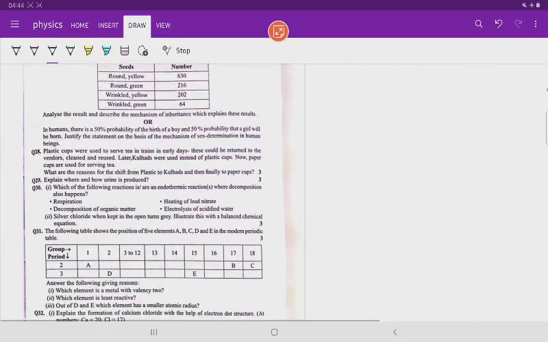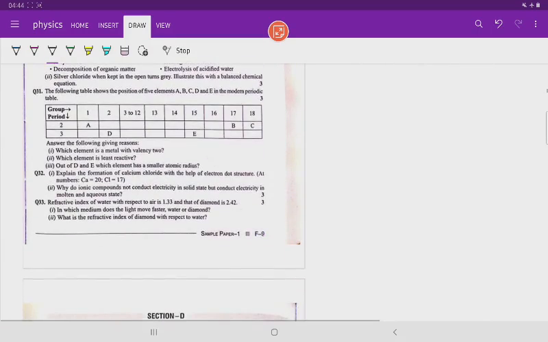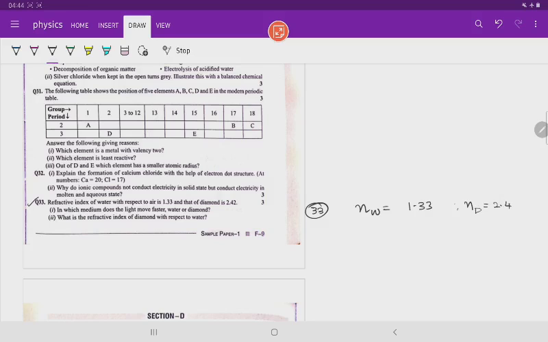So the next question will be question number 33. Question number 33 is a physics question. The refractive index of water with respect to air, they have given the absolute refractive index of water as 1.33, and they have given diamond also. The absolute refractive index of diamond is 2.42. And they are asking us, in which medium does the light move faster, water or diamond?